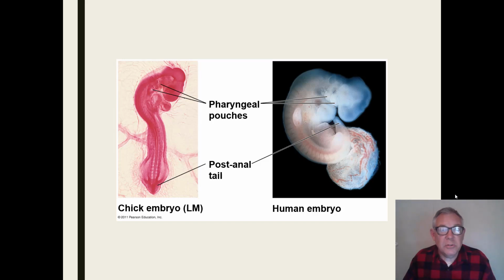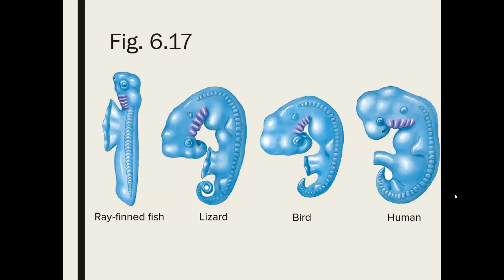Also a post-anal tail. And so you had a tail at one point in your development, but you don't have it. Every once in a while, somebody's born and they still have that one. But why? What's an easy explanation? Well, our ancestors had that post-anal tail. We still have it, but it just is greatly reduced in humans. Here's a figure from your book showing you the same thing, showing you those pharyngeal pouches.